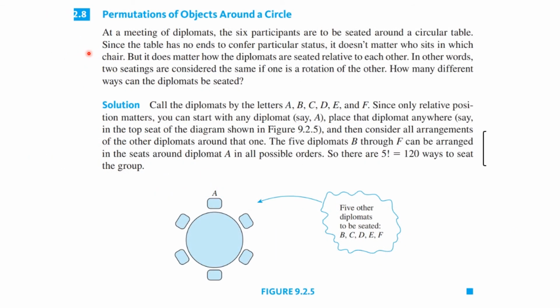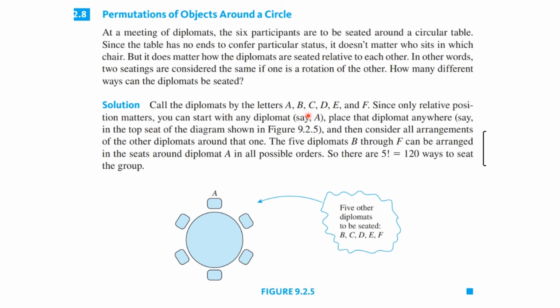Things are a little different if we talk about permutation of objects around a circle. So at a meeting of diplomats, 6 participants are to be seated around a circular table. Now the table has no ends to confer a particular status, so it doesn't matter who sits in which chair, but it does matter how the diplomats are seated relative to each other. In other words, 2 seatings are considered the same if one is just a rotation of the other. How many different ways can the diplomats be seated?